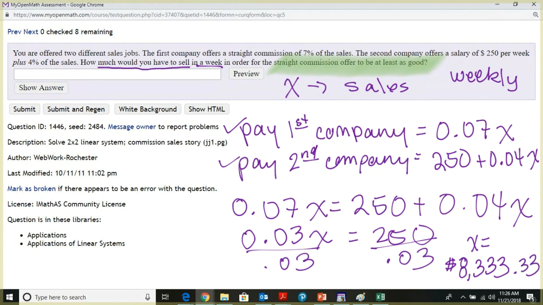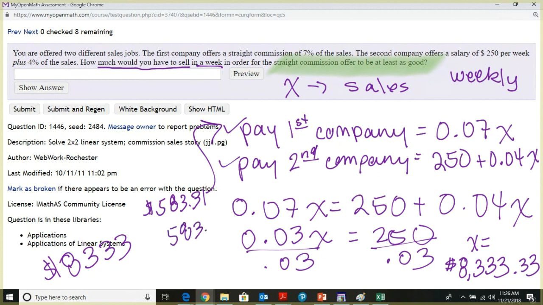Now, does it say how we should put our answer in? So notice his sales, so we can check that number. Should we just round it to a whole number maybe? So let's try 8,333. If he sells that much and gets 7% of it, he would end up with $583.31. That's at the first company. At the second company, he would only get 4% of that amount, but then he'd get $250 tacked on, which would be $583.32. So this is kind of the number we're looking for.